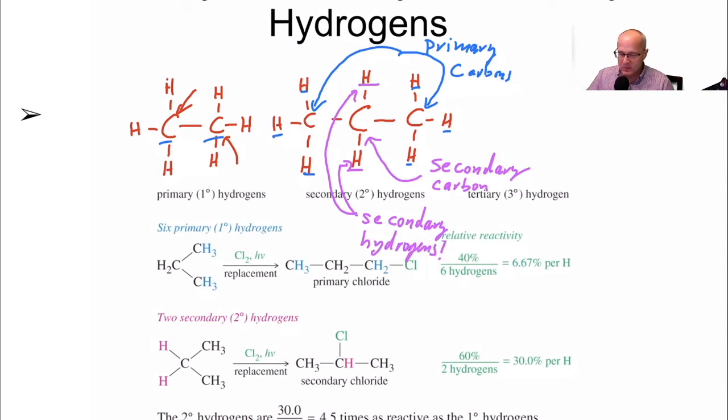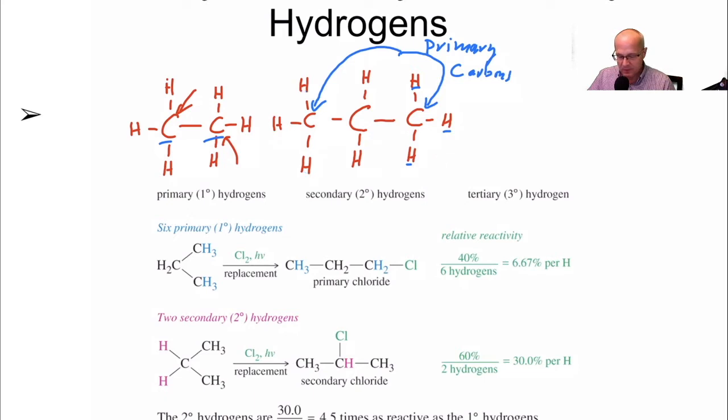All right, so we have primary carbons, secondary carbons, and now tertiary. Well, if primary is one other carbon attached to the carbon of interest, then secondary is two other carbons attached to it. Then tertiary must be three other carbons attached to it.